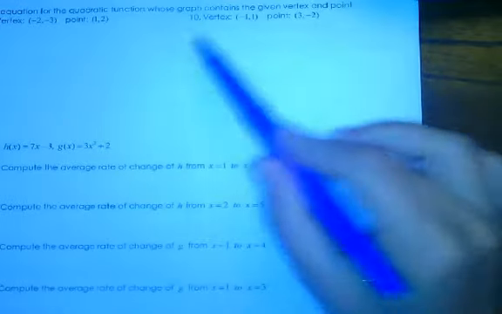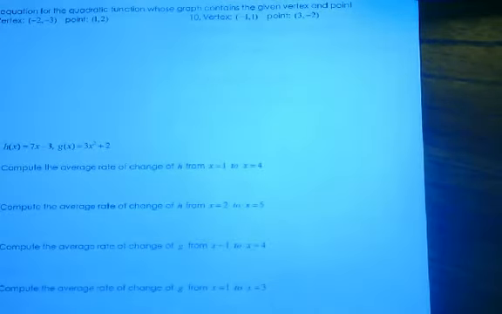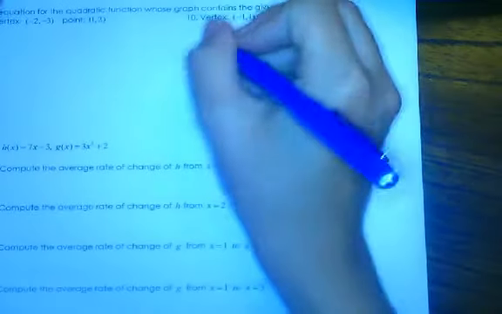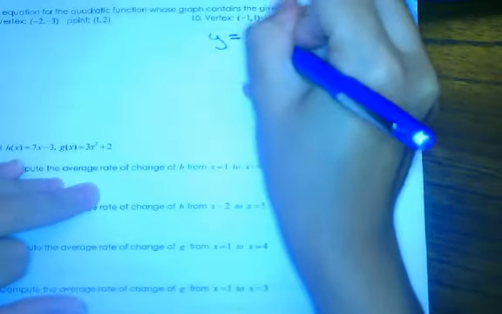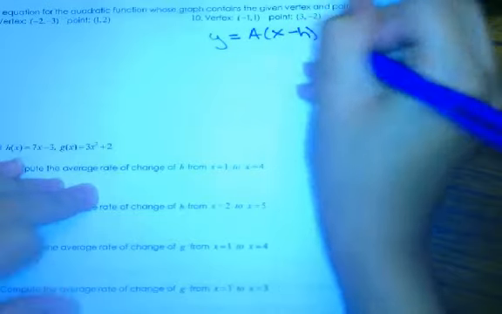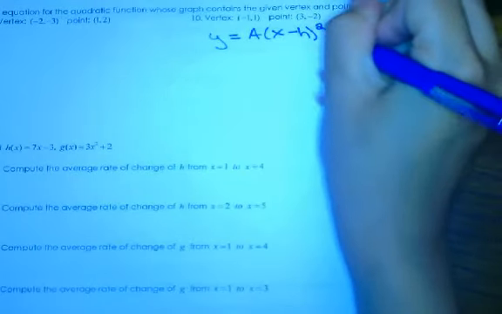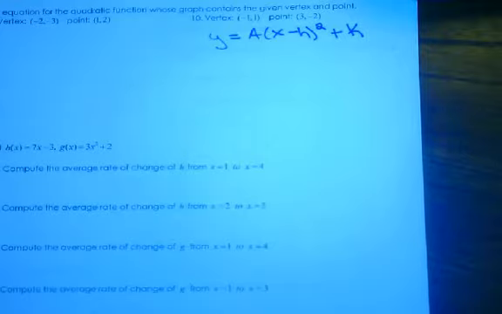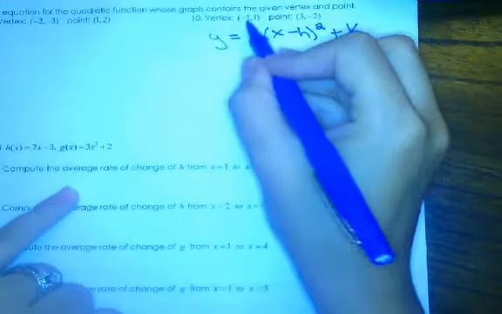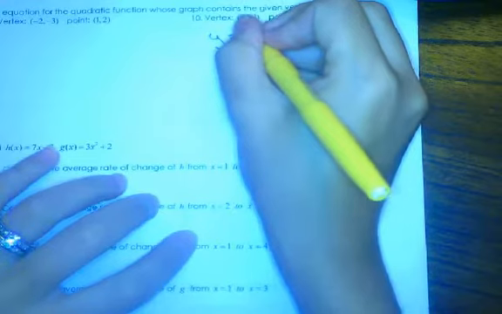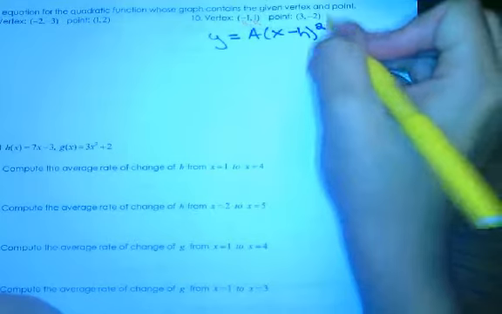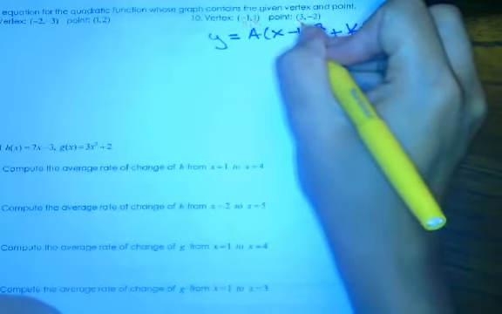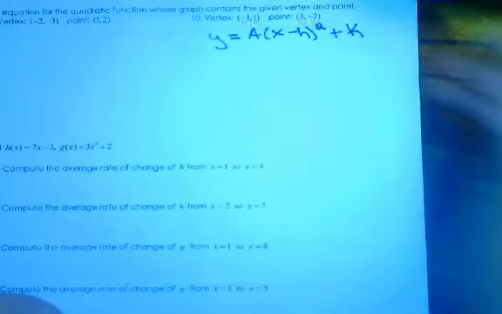Alright, so on page 2, you are given a vertex and a point, and it's asking you to write the equation for the quadratic. What you need to know about that is the formula: y equals a times x minus h quantity squared plus k. Notice here you're given the vertex. Your vertex is h comma k. Your point is x1, y1.